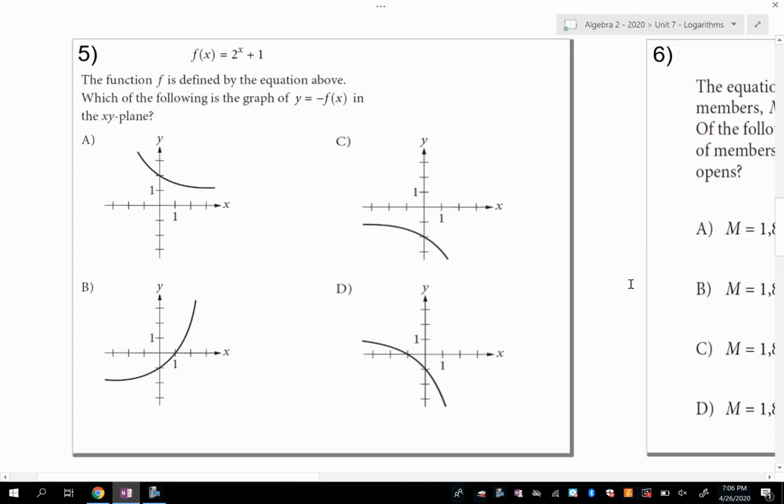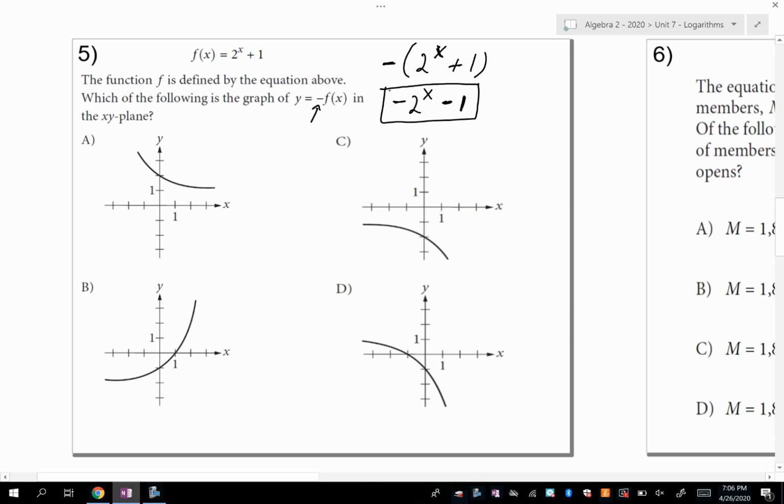The problem is saying if you take the function and do the opposite of the whole thing. So when I see that negative sign in front of the f of x, I'm going to take f of x, which is 2 to the x plus 1, and put a negative sign in front of it. Now, if you type that into Desmos, you can do that, or you can distribute and get negative 2 to the power of x minus 1. And so this is what I'm actually going to type into Desmos to see what that looks like.